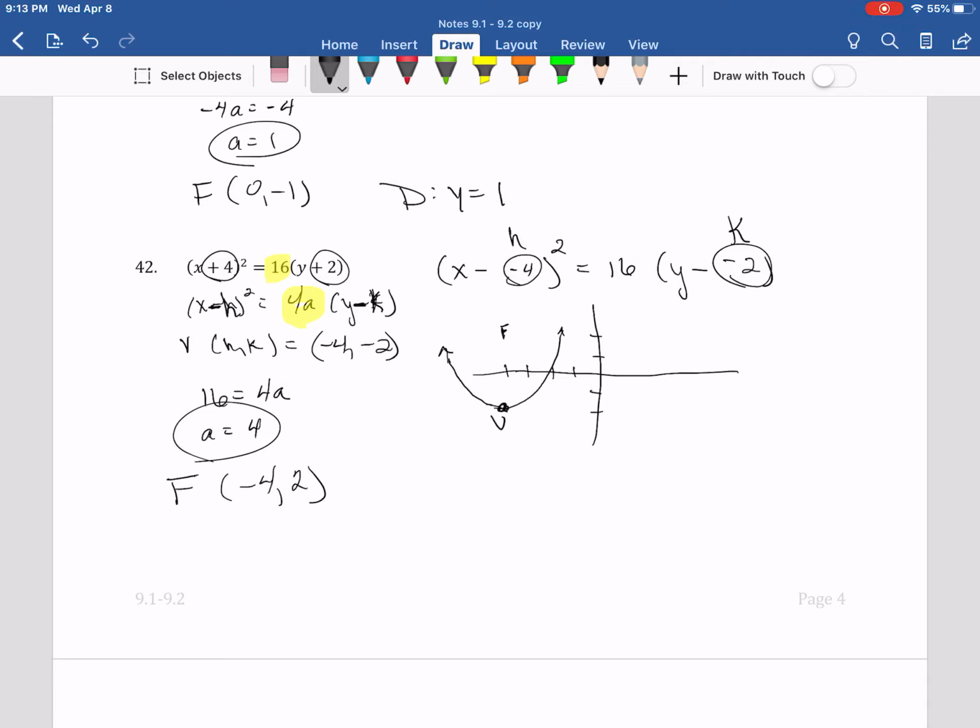And your directrix, finally, is going to be 4 units the opposite way. 1, 2, 3, 4 more down. There's your directrix line that has equation y equals 1, 2, 3, 4, 5, 6, negative 6.